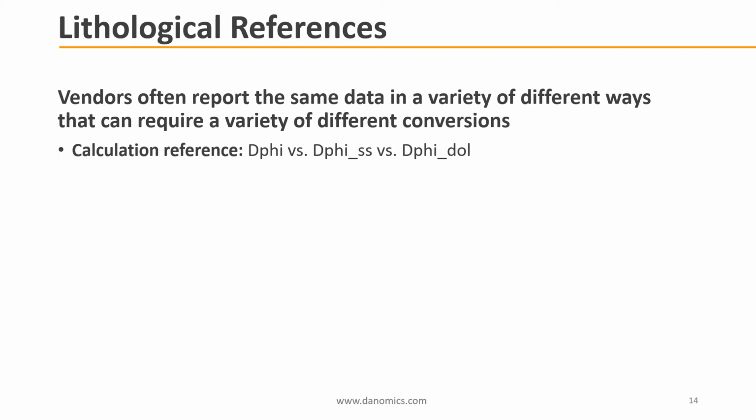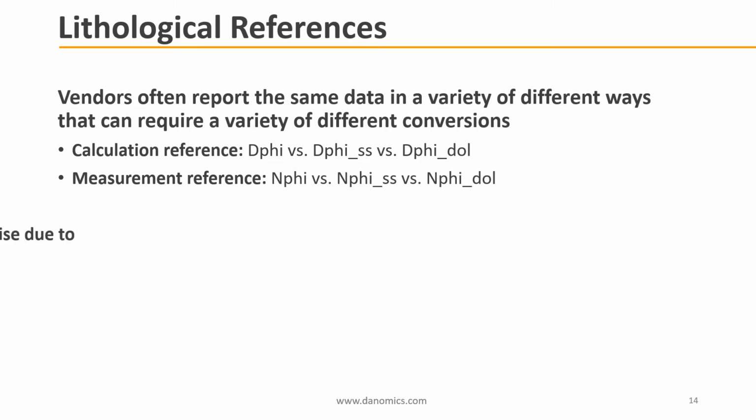As I mentioned, this can be a simple calculation reference, like is it a density porosity versus density porosity sandstone or dolomite, for example. It can also be a measurement reference. So for example, neutron curves can be measured in a limestone, sandstone, or dolomite reference. This is an actual setting on the tool in many cases, and it has to do with how we calibrate that tool. And in general, when we perform the petrophysics, we want this to be in a limestone reference framework. So you may need to do a conversion there.